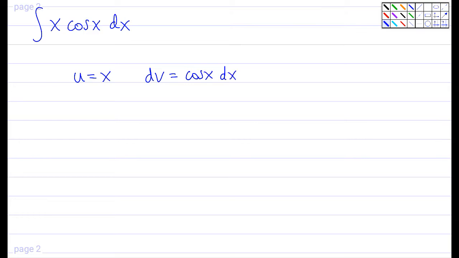And then we would find du, which is dx in this case. We would integrate dv, right? What's the integral of cosine of x? It's just sine of x. So we say v is equal to sine of x.